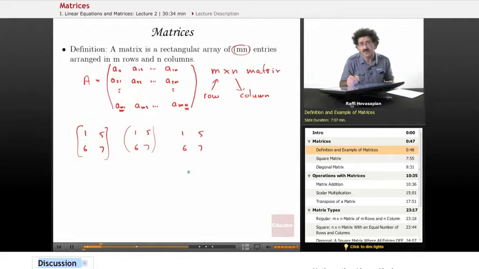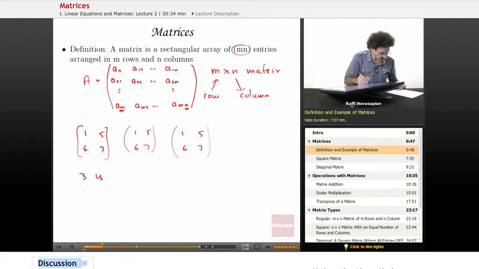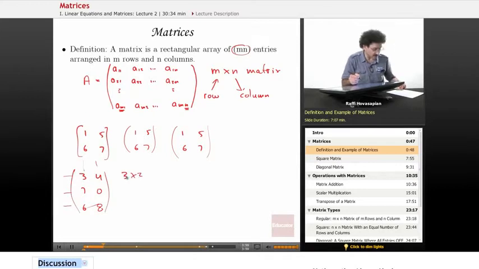There's no law that says a notation has to be this way or that way. These are just conventions. As long as we know what we're talking about, the notation is actually kind of irrelevant. Okay. So this is a 2 by 2 matrix. There are 2 rows, 2 columns. You might have something like 3, 4, 7, 0, 6, 8. This is going to be 3 rows, 2 columns. So this is a 3 by 2 matrix.